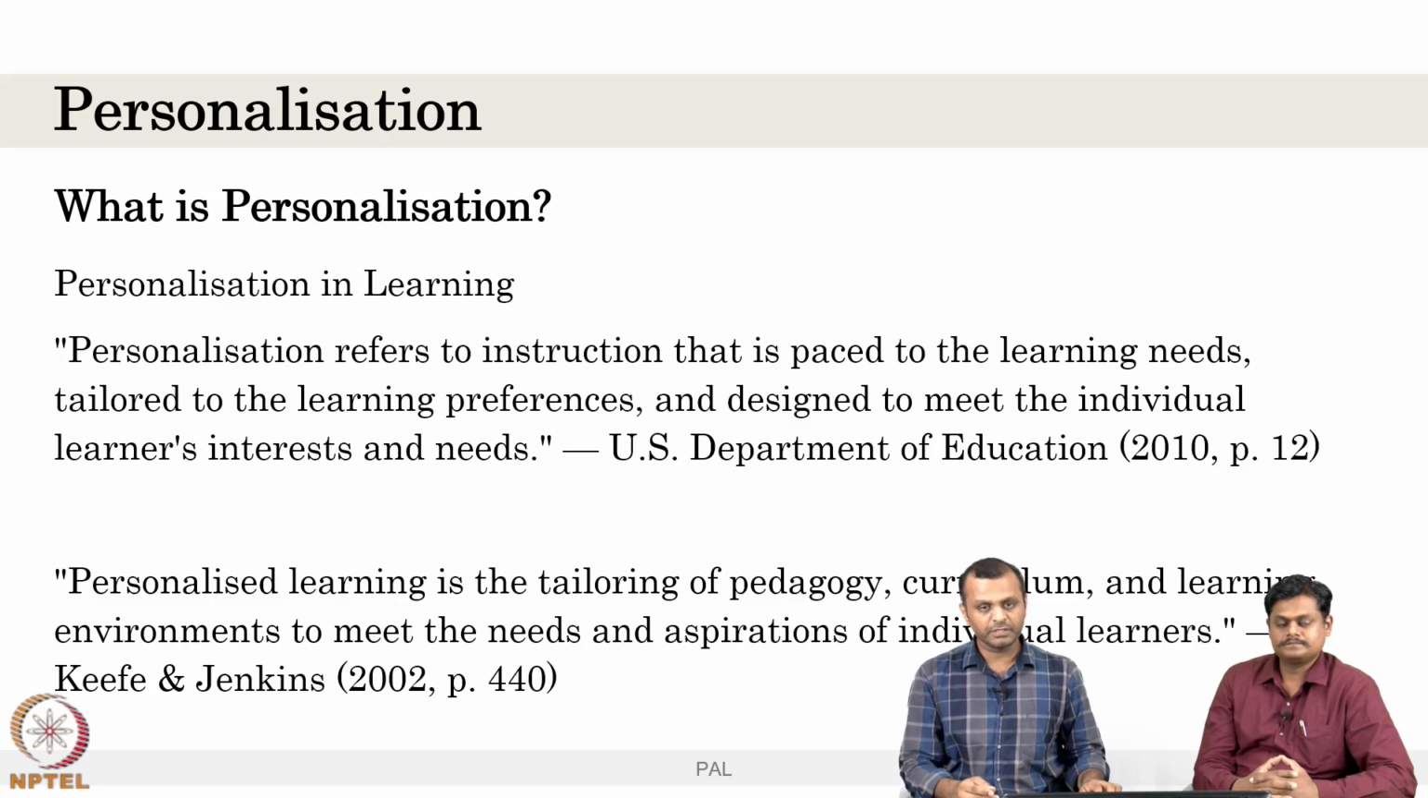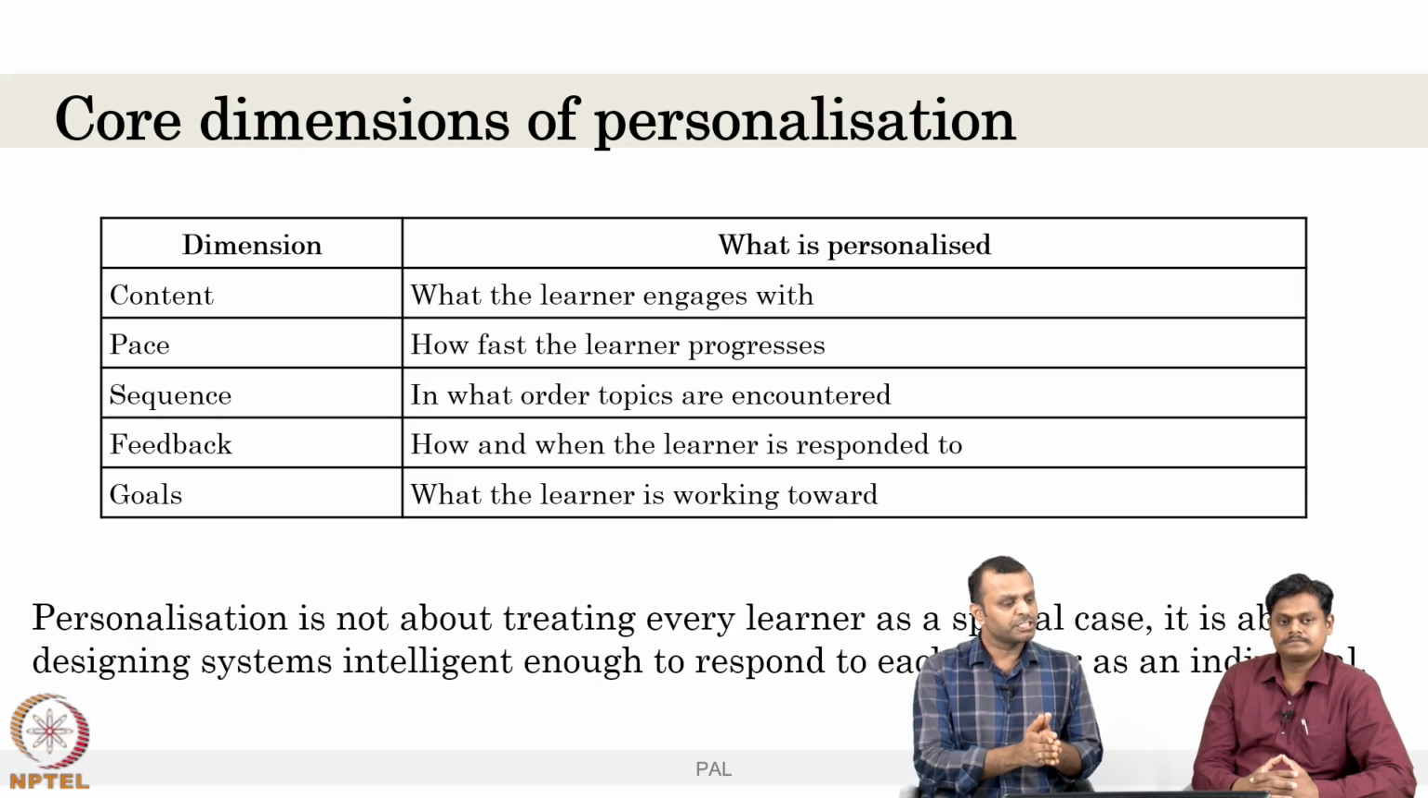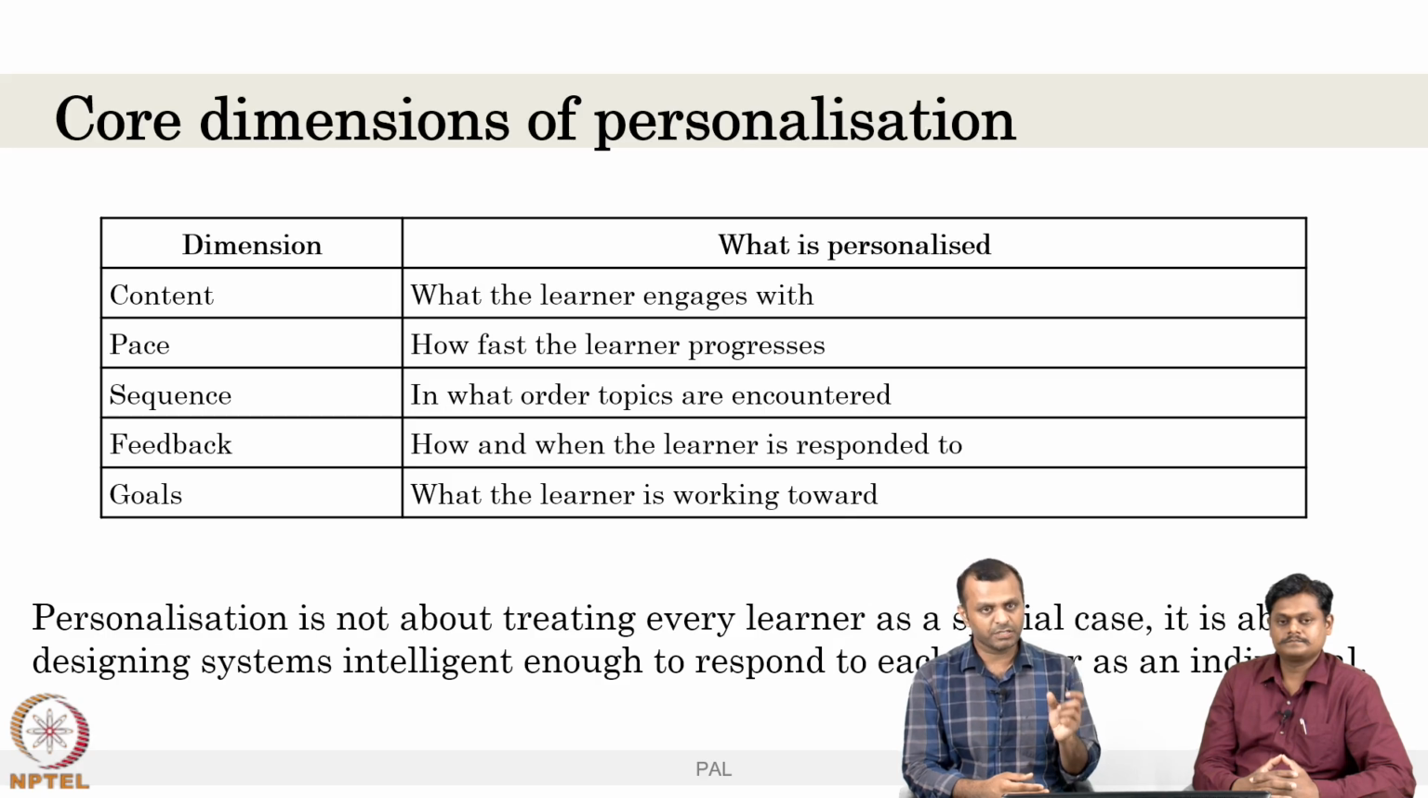I think we'll go deep in detail on how personalization can happen. Personalization can happen for the content. I think we'll be discussing this in great detail in the coming weeks. Personalization in terms of content means that you can adapt the content based on the learner's performance and preferences, and the personalization can also be based on the pace, how fast the learner progresses.